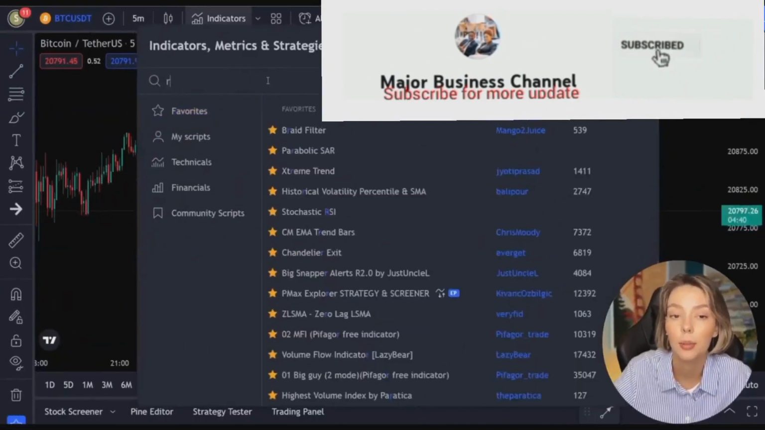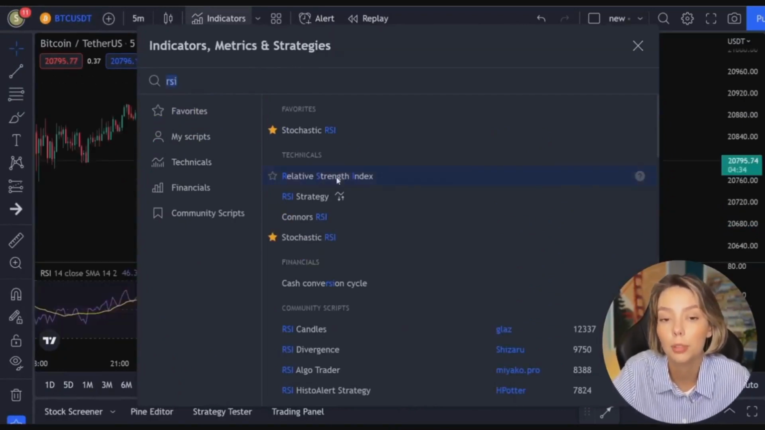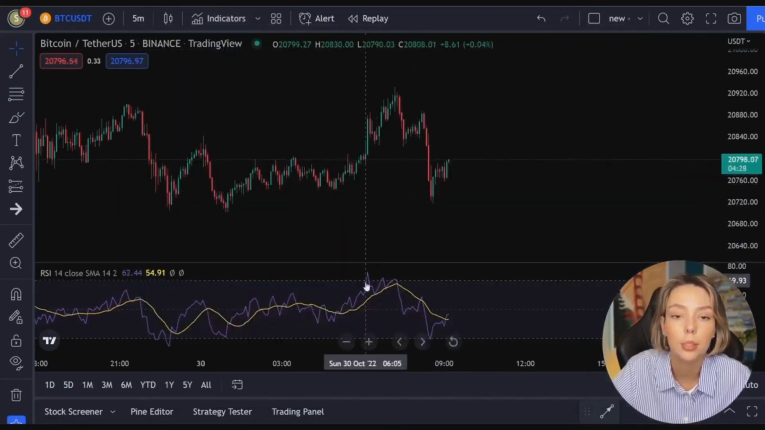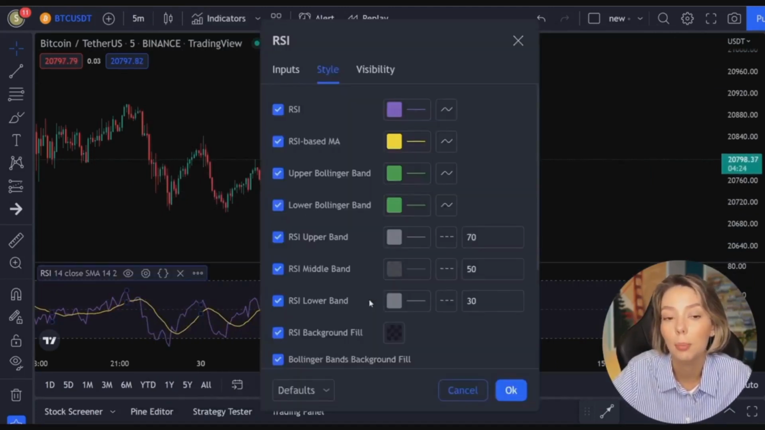Fill in RSI. Click on the first indicator and close the screen. You will now see the indicator appear at the bottom of the screen. We keep the RSI at the default settings. We do remove the yellow line. This is not necessary. Double click on the RSI and then press the RSI based mode. Then close the screen. The RSI is now clear.